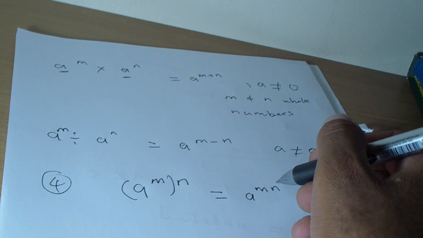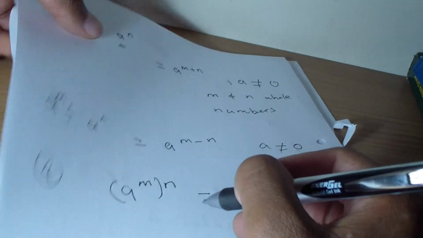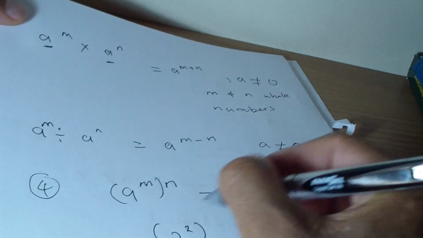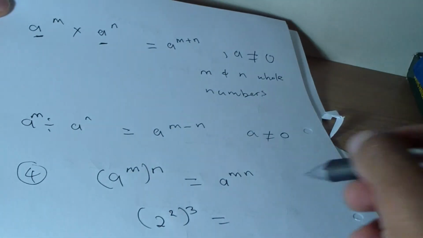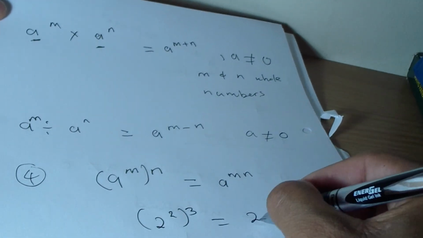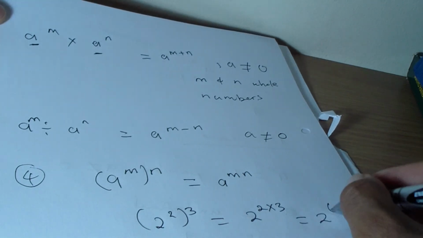For example, let's have an example. If I have 2 to the power 2, raised to the power 3, it's easy. I know I can simplify this using the fourth rule or the fourth law: 2 to the power 2 times 3, which is going to give me 2 to the power 6.